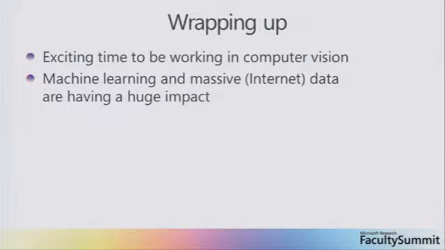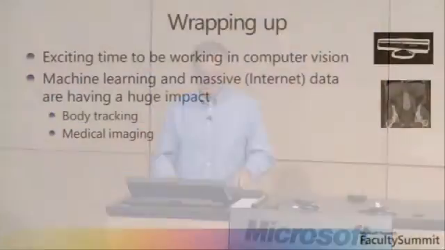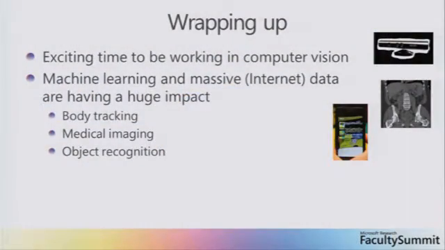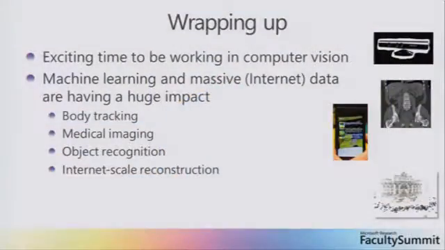And a lot of this has to do with applying machine learning techniques to massive amounts of data. Not the only thing. There are lots of very sophisticated mathematics, optimization techniques also maturing and things like that. But it's having a huge impact. And some of the things I've told you about today are things like body tracking and medical imaging and object recognition and internet scale reconstructions. So that's the good news.